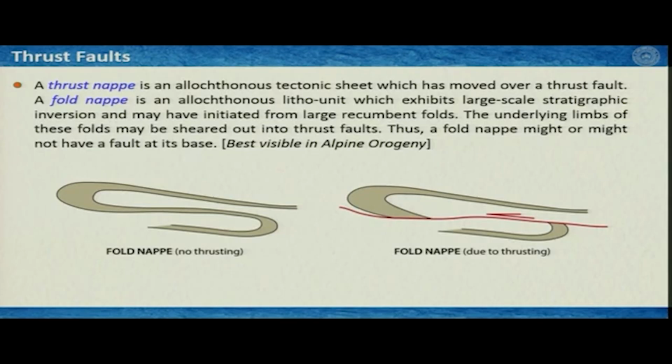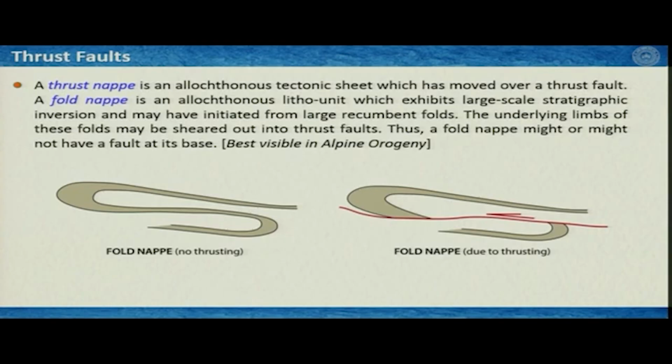This is called nappe. So generally it is called nappe or thrust nappe. Thrust nappe is an allochthonous tectonic sheet which has moved over a thrust fault. Now this can happen in two different ways. What I mean by this is that it can involve a thrusting or it may not involve a thrusting. But generally it is associated with folding.